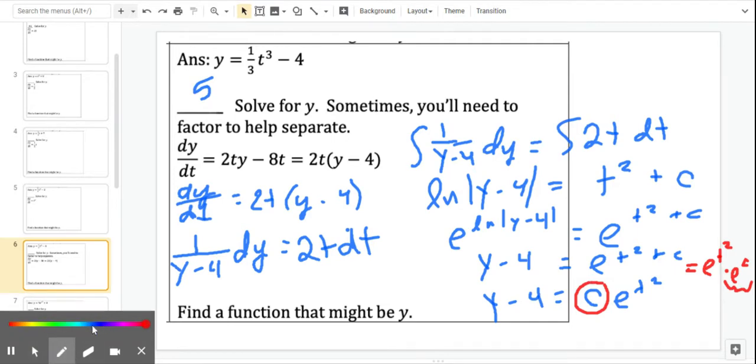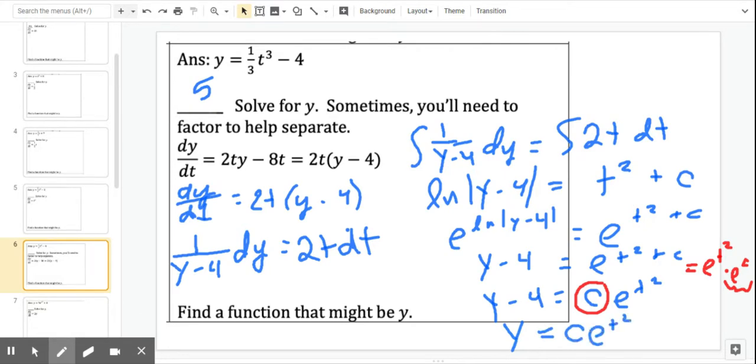Okay, back to blue. So then we just add 4 to both sides, and we have y equals c e to the t squared plus 4. And that's it for that one.